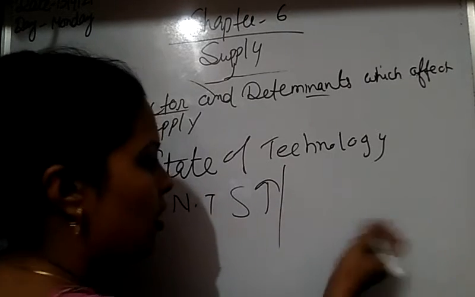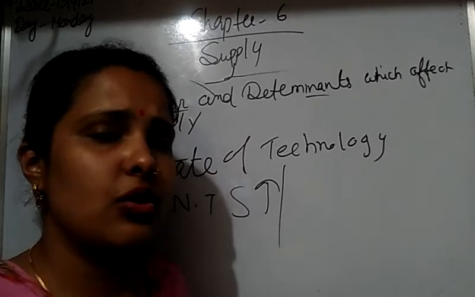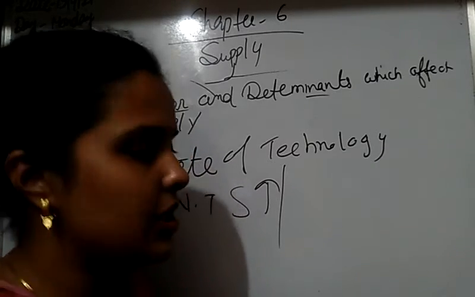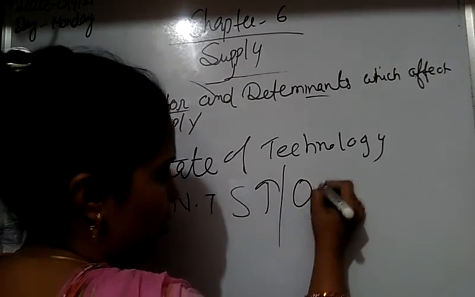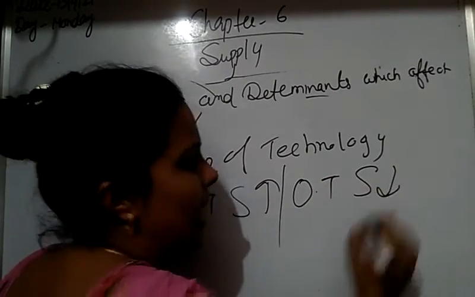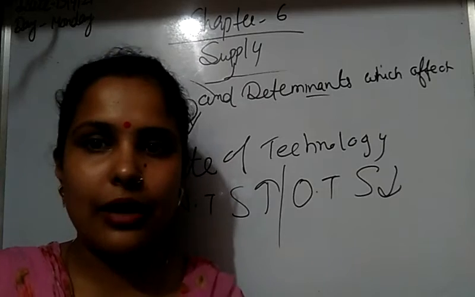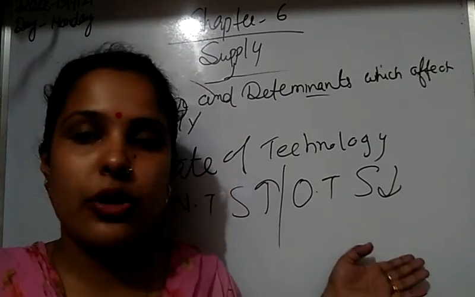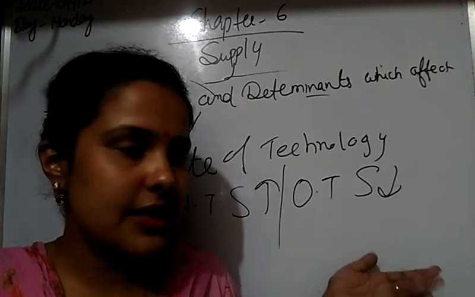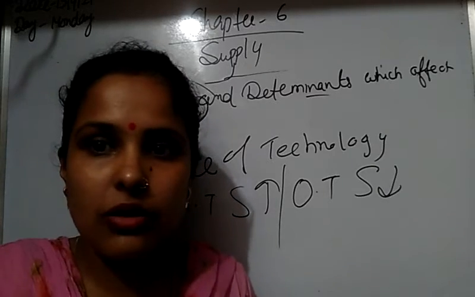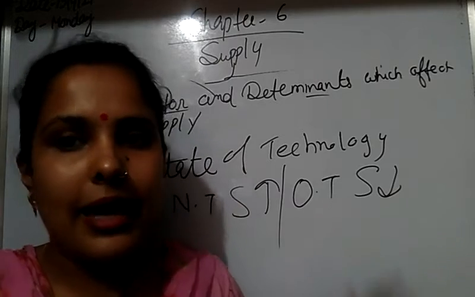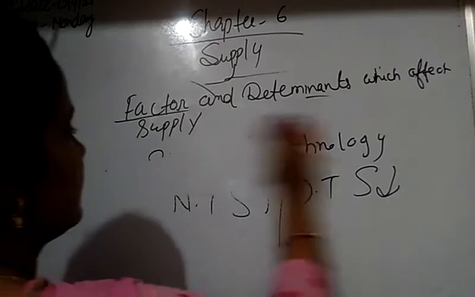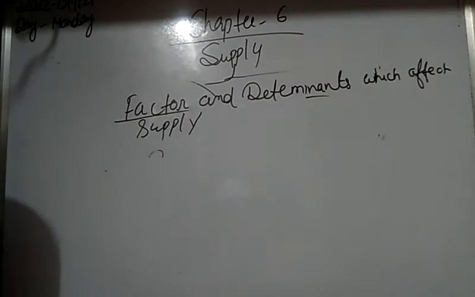When the state of technology is old, it means the organization does not accept changes in technology and does not want to change the technology. So when old technology is used, the supply of the commodities decreases because they are using old products. We can say that their production does not increase, so in the end supply decreases. Okay, students, that is state of technology.